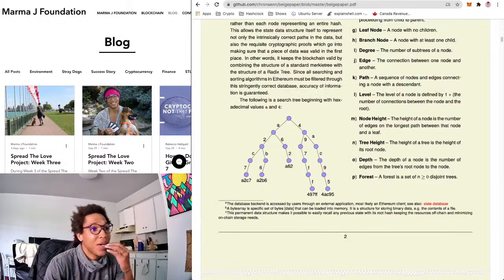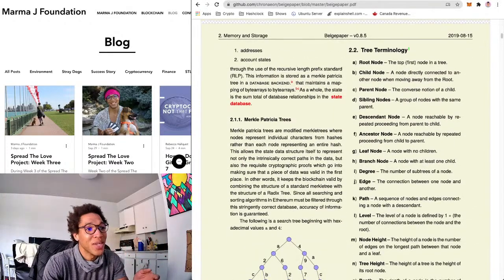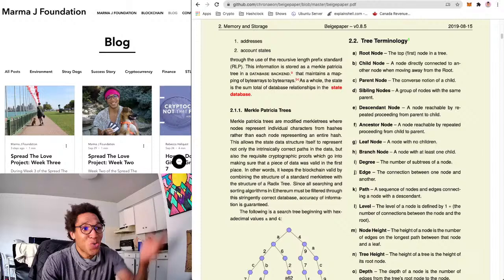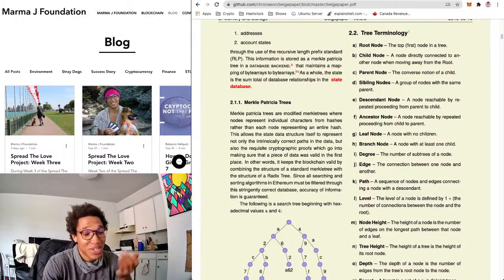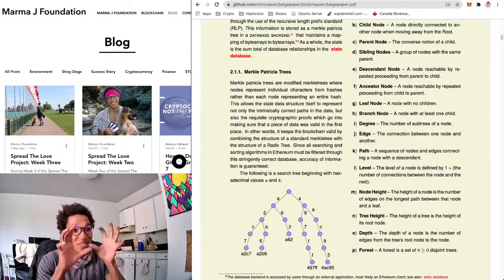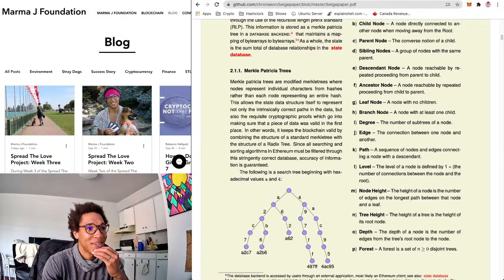So you can see the tree. But this is what I thought was really cool, the tree terminology. This is really what helped me. So the root node is this top node here. The child node is a node directly connected to another node when moving away from the root. So this is what helped me understand Merkle trees in such explicit detail. So this would be a child node of this root node. This would be a child node of this node here, so on.